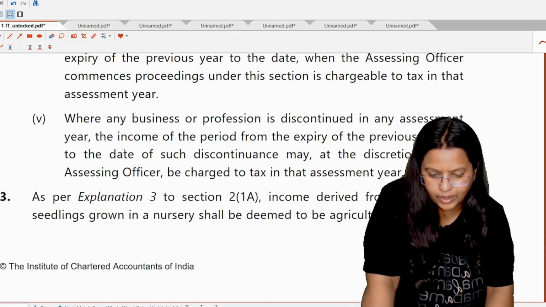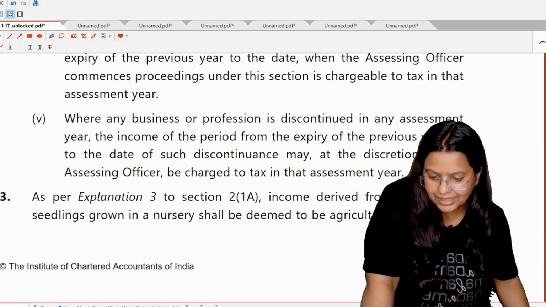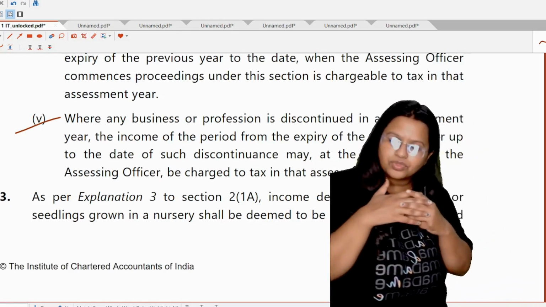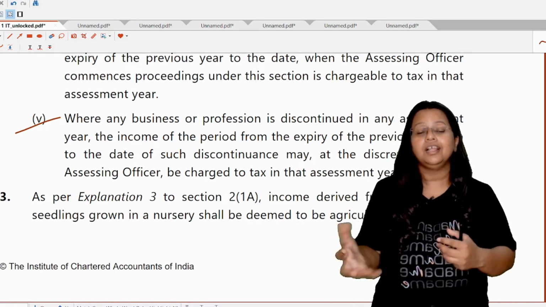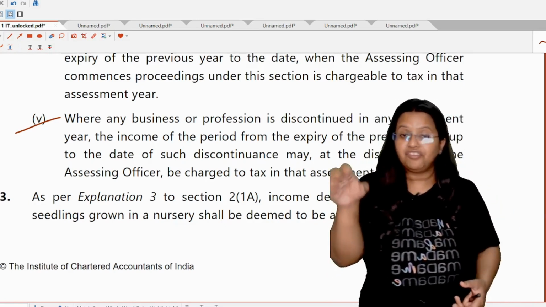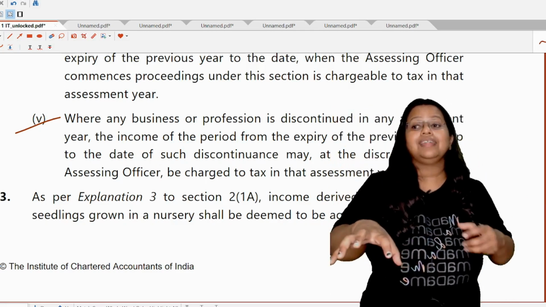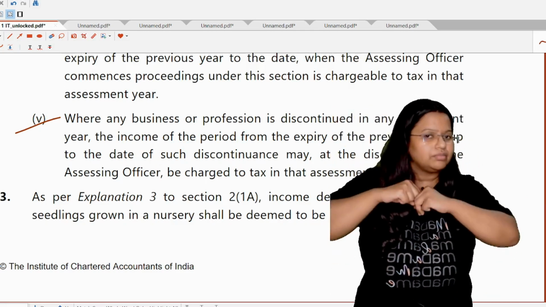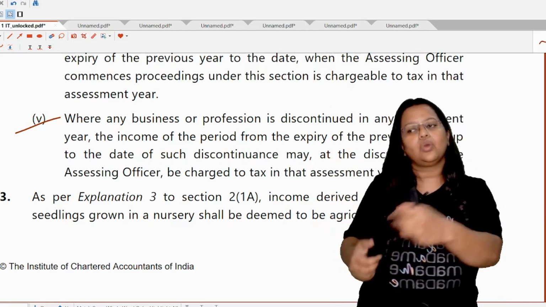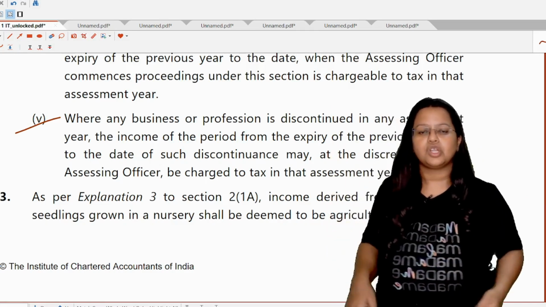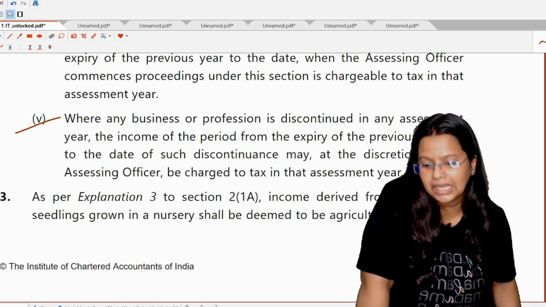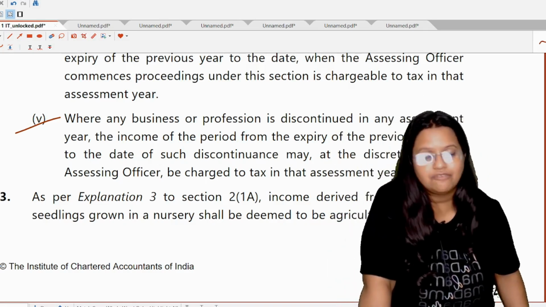Now, the fifth one is where any business or profession is going to be discontinued in the assessment year. Actually it is upon the discretion of the assessing officer. If it appears to the AO that the person is discontinuing this business or profession, they can say, okay, just give the tax up to the date of dissolution to us. Okay. So these are the 5 points where the previous year income will be charged in the previous year itself, not in the assessment year.